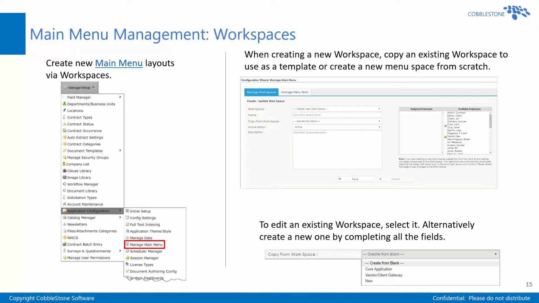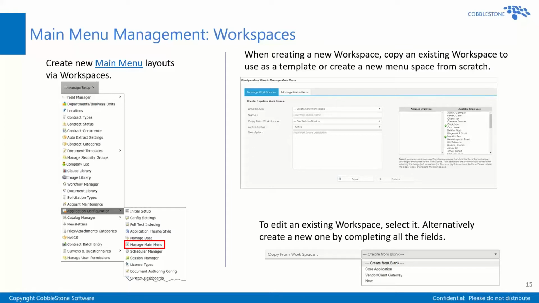When we head on in, we're greeted with this first page of Manage Main Menu and the Manage Workspaces tab. On this tab, we can go ahead and add new workspaces. If we are creating a new workspace, we'll give it a name. You can choose to copy this workspace from an existing one. That is far and away my preference, as if we do not copy from an existing workspace, we are, as admins, creating every menu link from scratch.